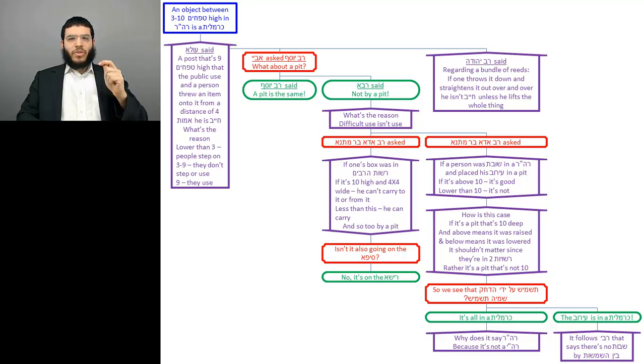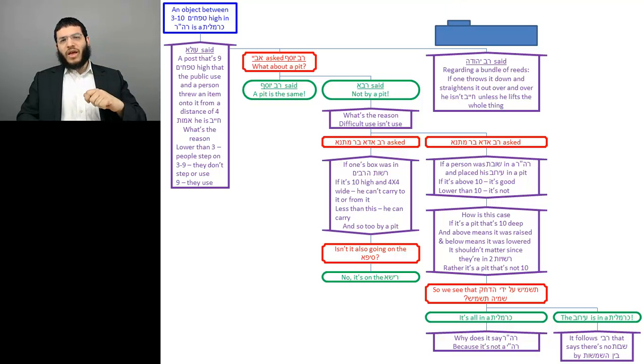Regarding a bundle of reeds, if one throws it down and straightens it out over and over, he isn't chayiv unless he lifts the whole thing. So just show a visual of that. There's a bundle of reeds, a person throws it down, rama v'zakfe, and straightens it. Rama v'zakfe. And again, rama v'zakfe, he's not chayiv until he lifts it up. In this case, a person will not be chayiv because he never lifted up the whole bundle of reeds, though we'll see other possible ways that he could be chayiv. He won't be chayiv in that case because he didn't pick it up.